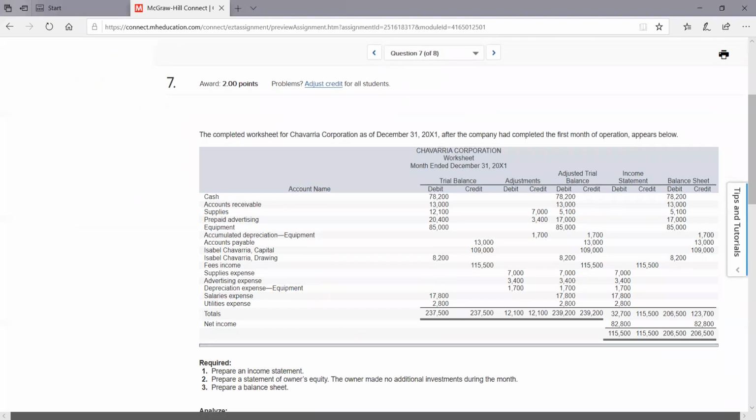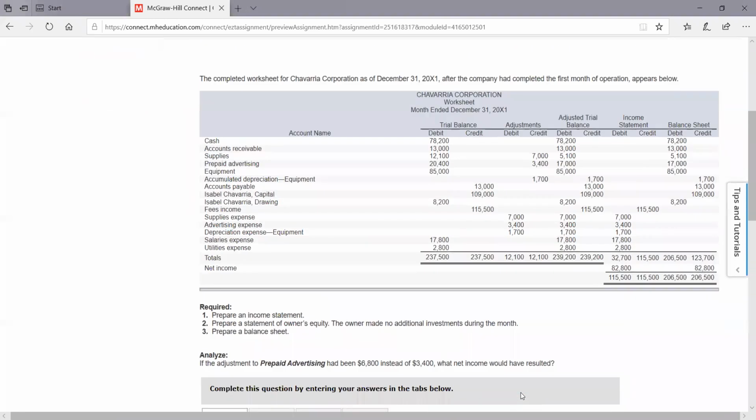On number 7, they've already done everything for you. They just want you to go ahead and do an income statement, equity statement, and a balance sheet. And this is kind of review. So they've already got the income statement right here. So we know your net income should be 82.8. But what you're going to have to do is on your equity, you're going to have to update this capital account of 109 with net income. And then, of course, with this drawing of 8,200.